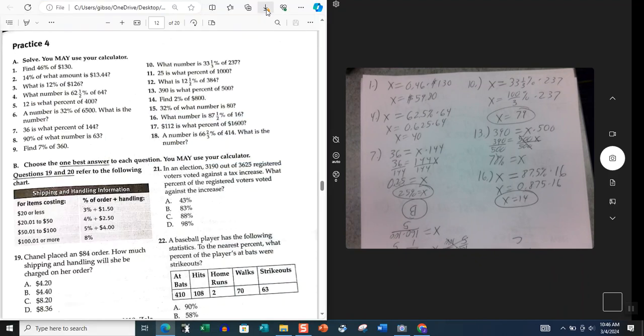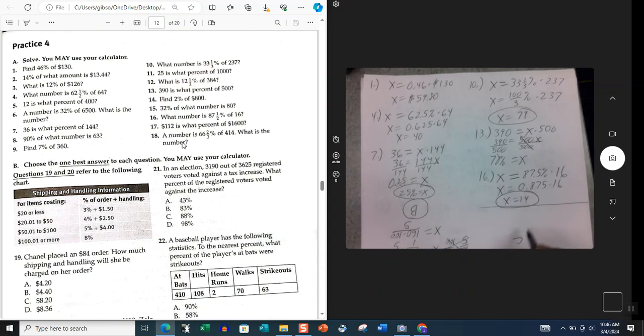Okay, next. I think I want to do 18. A number is 62 2/3% of 414. What is the number? Okay, so we're going to do this with the calculator. So we said a number, let's say 18. A number is x.